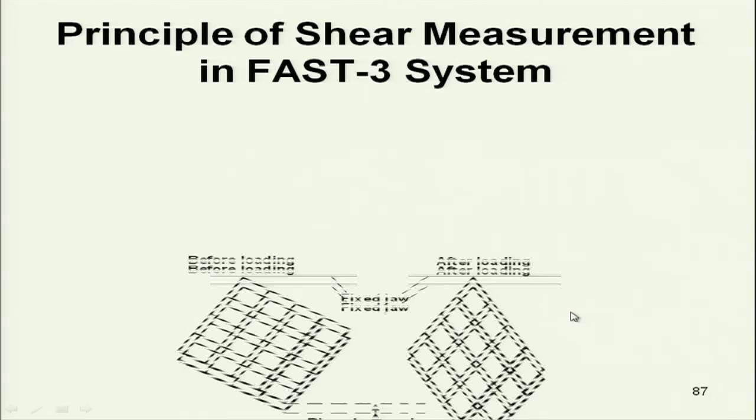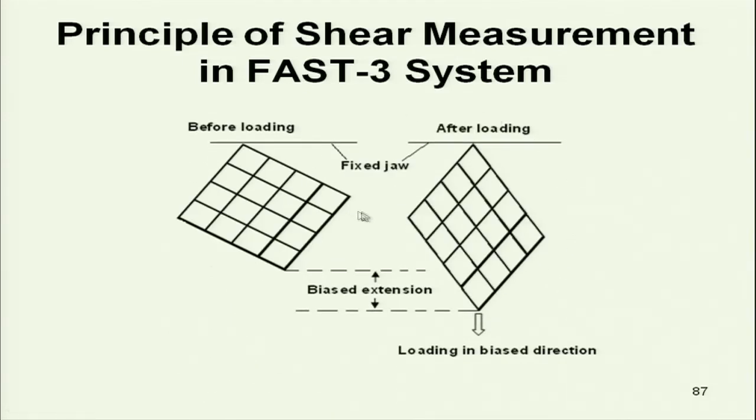Similarly, here we can measure the shear test also using the biased extension. This is the biased extension, it is not in the direction of either warp or weft. We can get it at different bias extensions, typically a 45 degree bias angle is used.